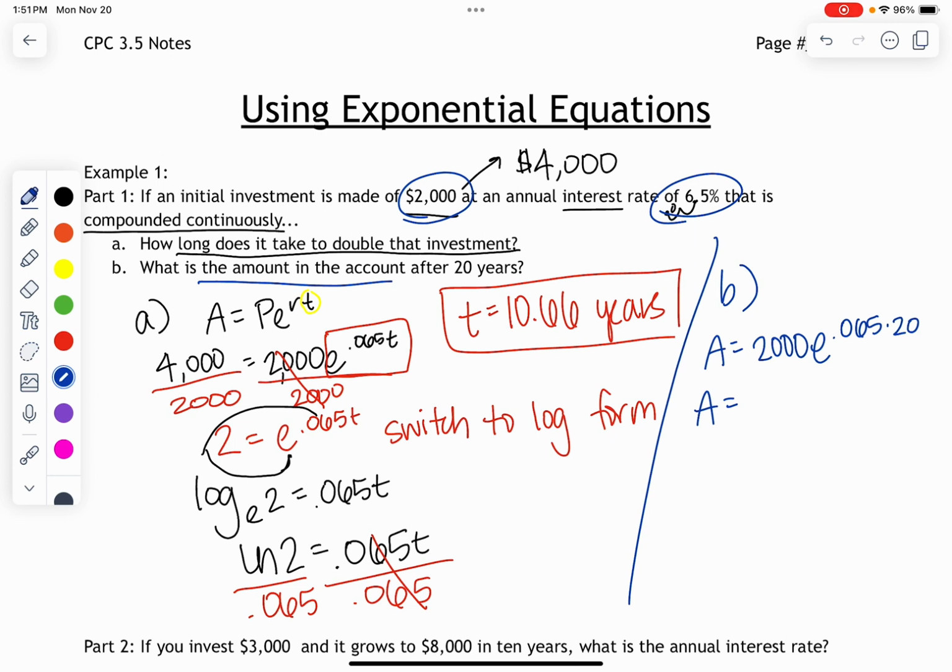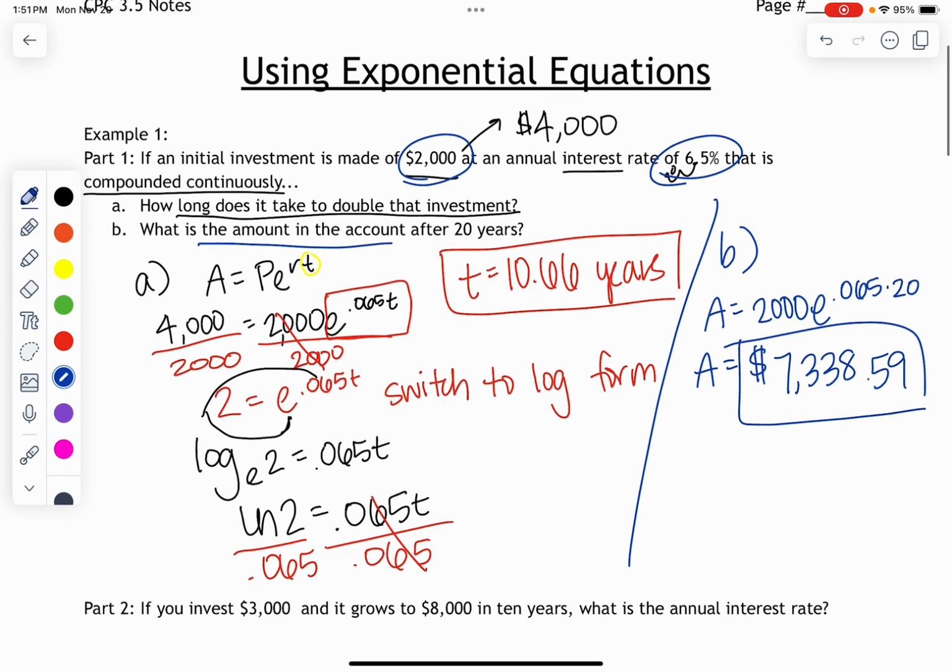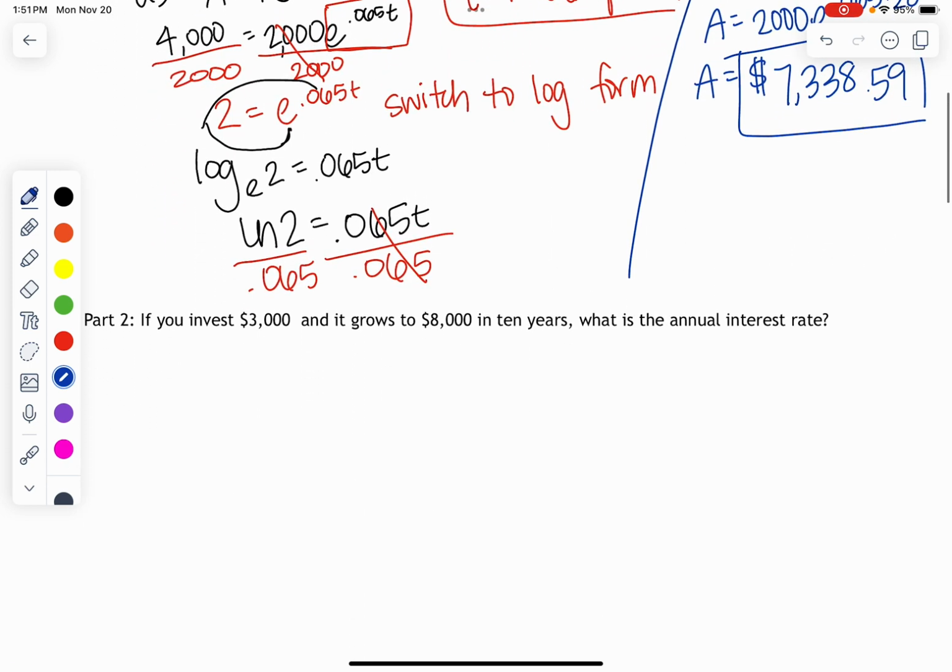2,000 e to the 0.065 times 20. So that is $7,338.59. All right, part 2 is if you invest $3,000 and it grows to $8,000 in 10 years, what is the annual interest rate?